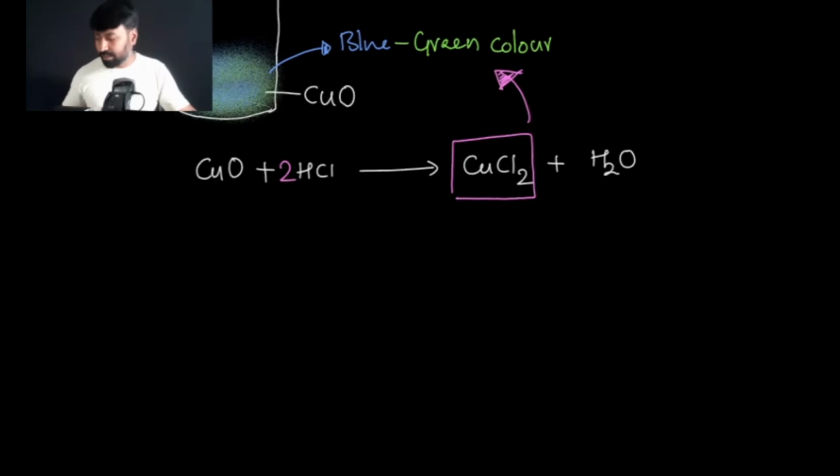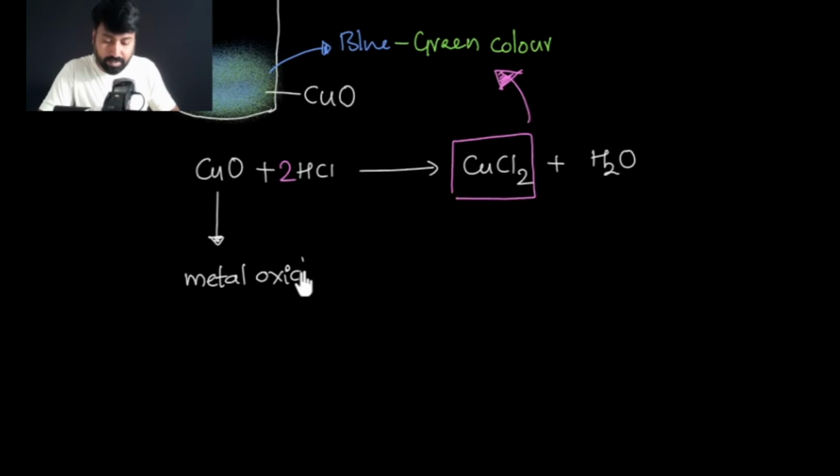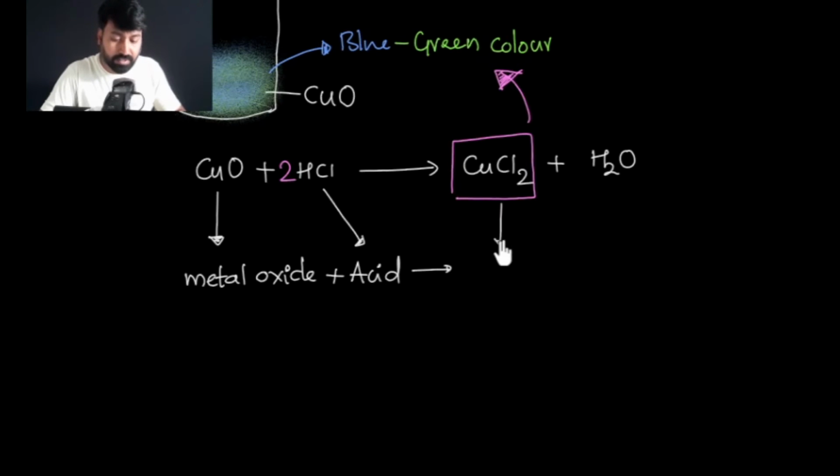But what I want to tell you here is what kind of general reaction we have seen. Copper oxide is a metal oxide. This metal oxide is reacting with acid, and it is giving a product that is called a salt, and along with that the water molecule is produced.